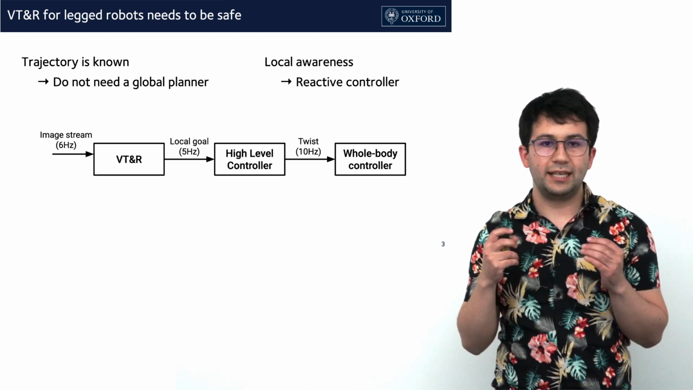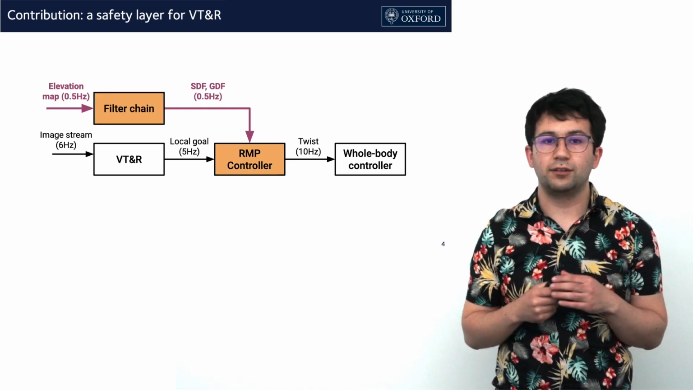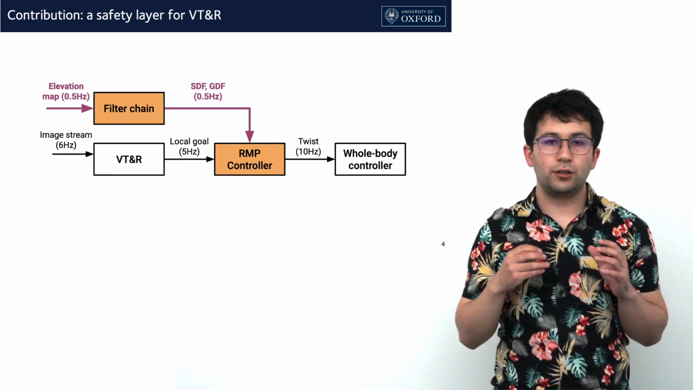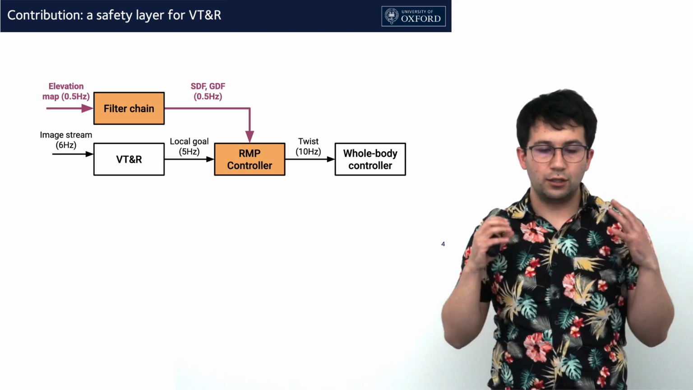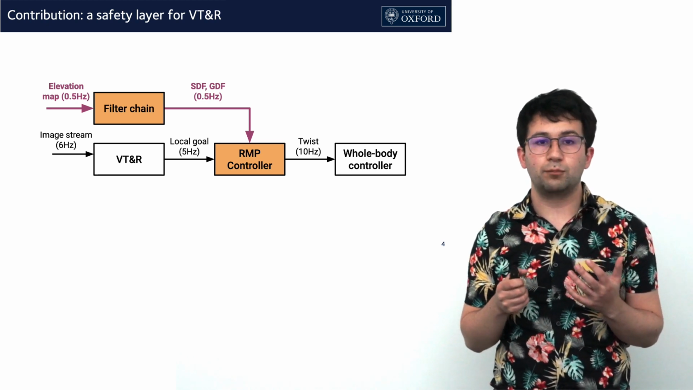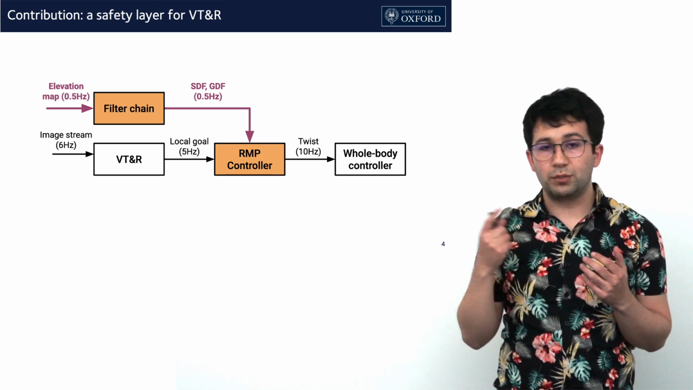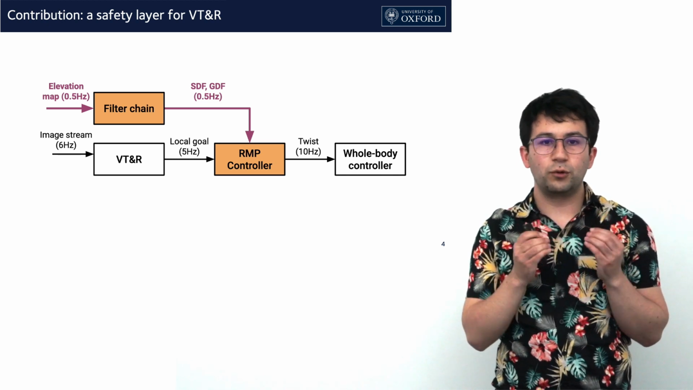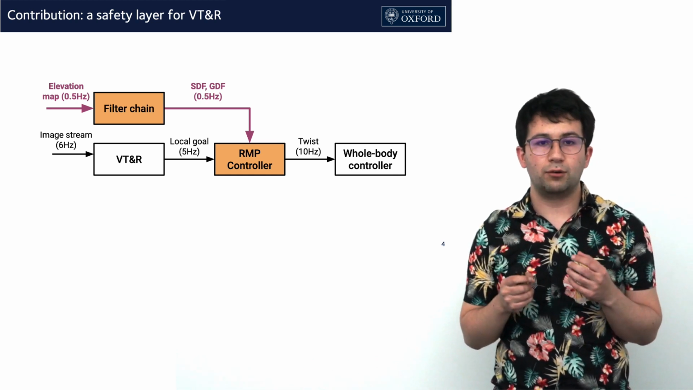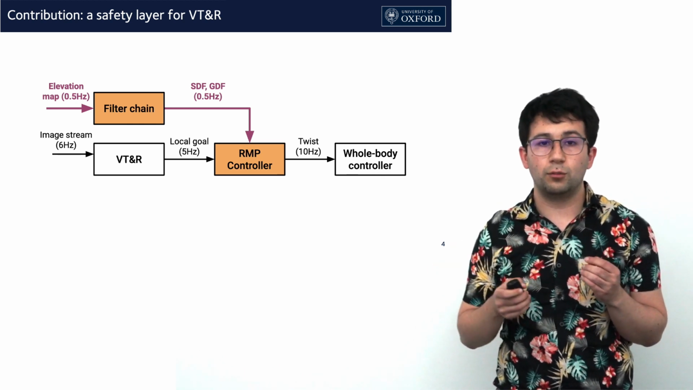So in order to enhance our system and make it safer, we developed a safety layer, and you can see it here. Basically, our system is based on our previous work, but now we're including local information, like the local representation of the environment given by an elevation map that is usually available on legged platforms. We process this using pretty efficient operations that I will present next, and we obtain really rich representations that are used to create the safe policies, which are processed by a Riemannian motion policies controller that now provides the twist commands sent to the whole body controller.